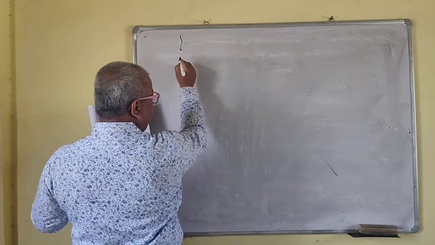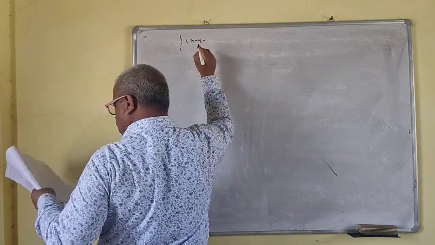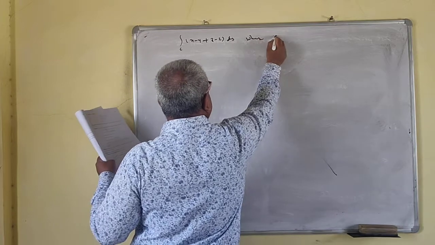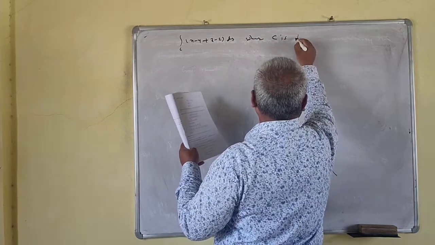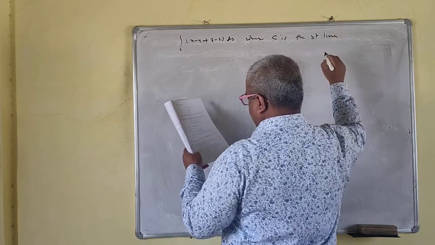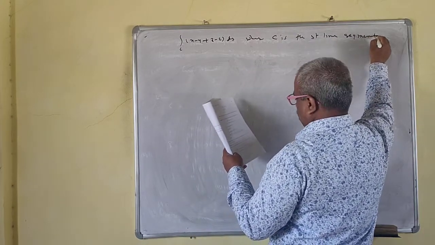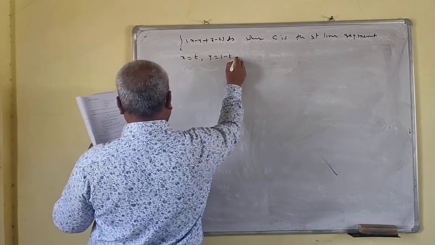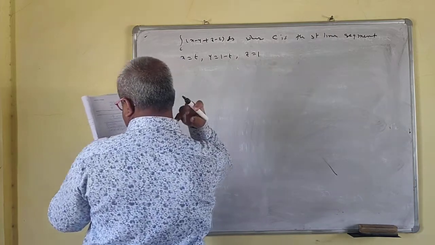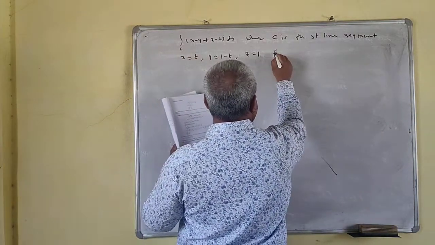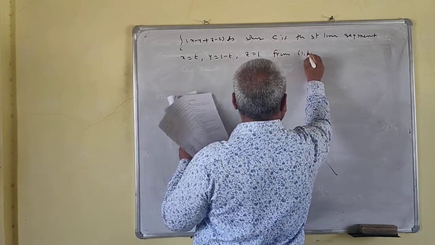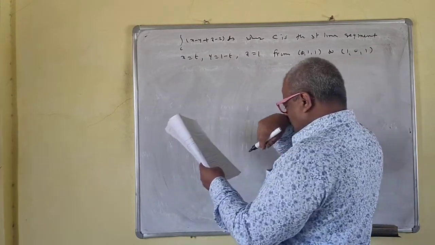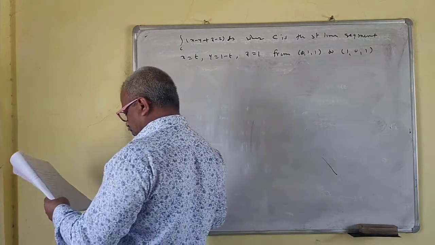Next. Evaluate the integral over C of x minus y plus z minus 2 ds, where C is the straight line segment x is equal to t, y is equal to 1 minus t, z is equal to 1, from 0, 1, 1 to 1, 0, 1.